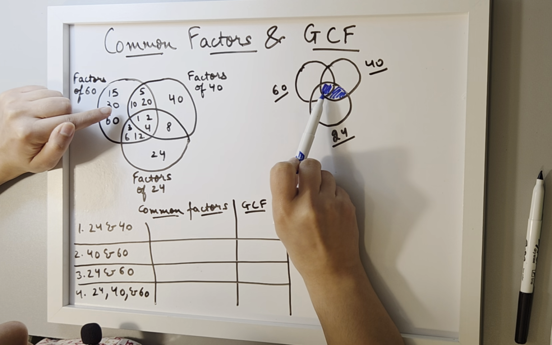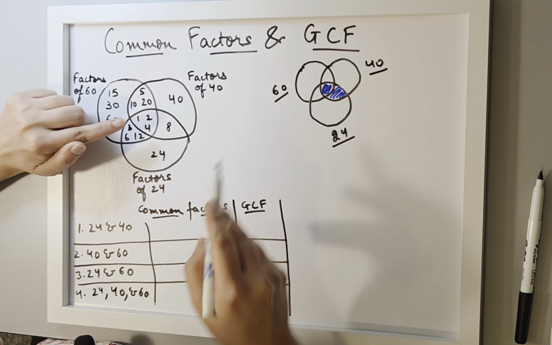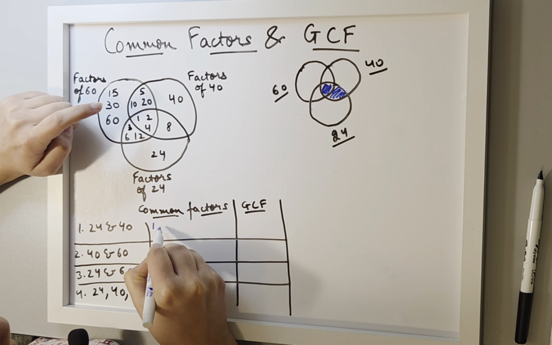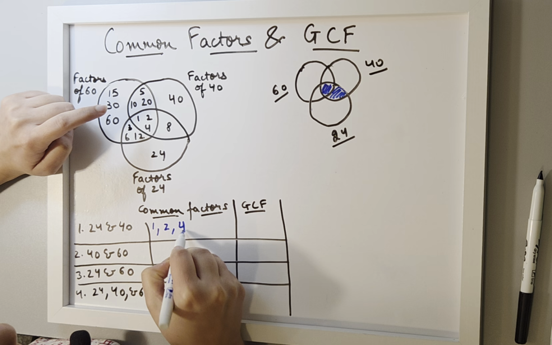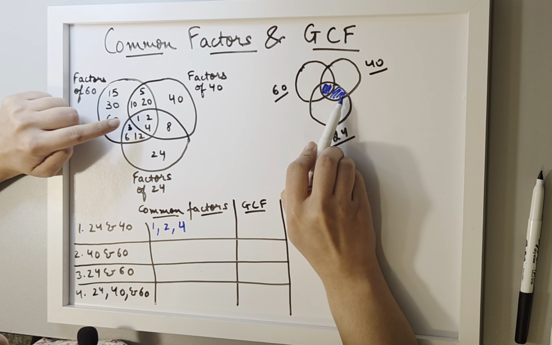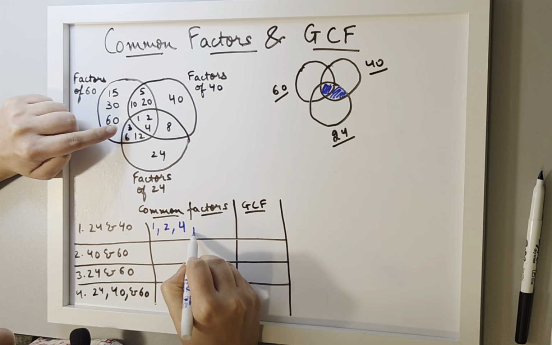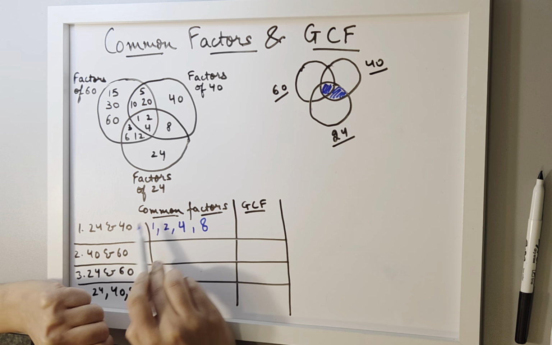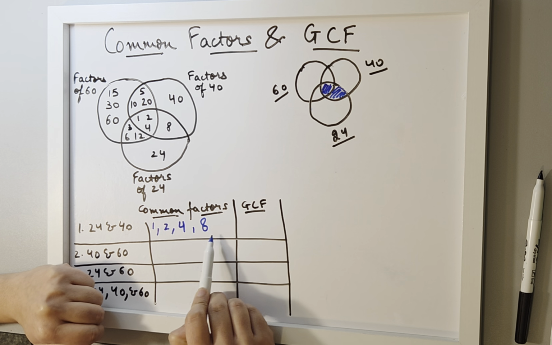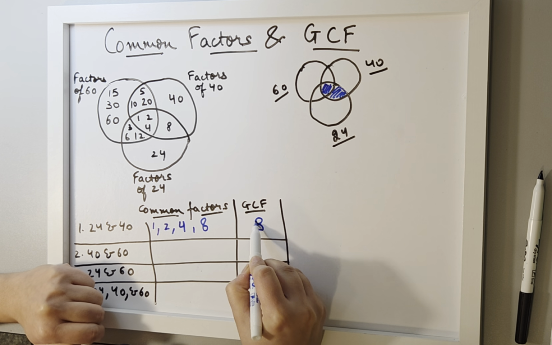Now this is the center area. So we can say 1, 2 and 4. And what else? The area next to it. That is 8. And now out of this, which is the greatest common factor? That will be 8.